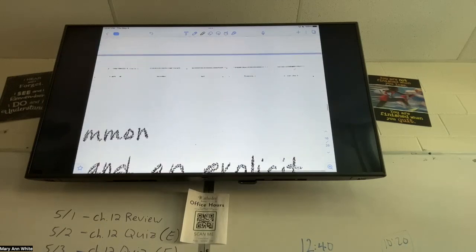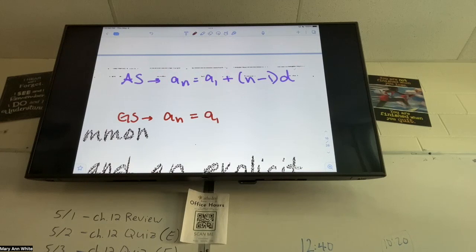What I am gonna do is write the little formulas at the top so I can remember them. So I'm gonna do my arithmetic sequence. A sub n equals A sub 1 plus n minus 1 times d. And then my geometric is A sub n equals A sub 1 times r raised to my n minus 1.